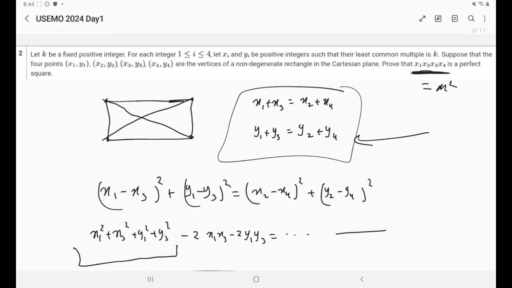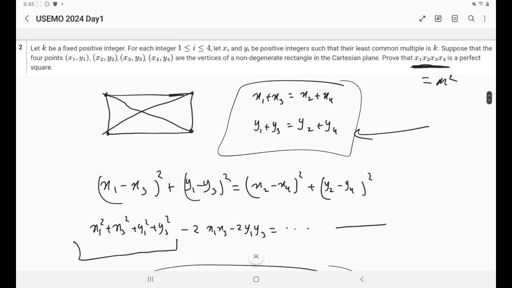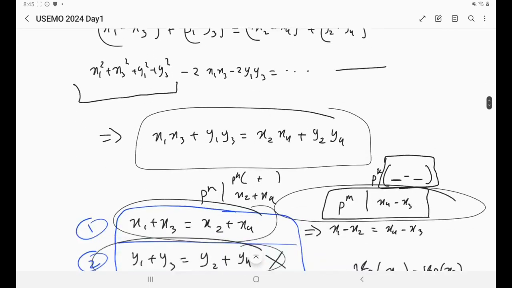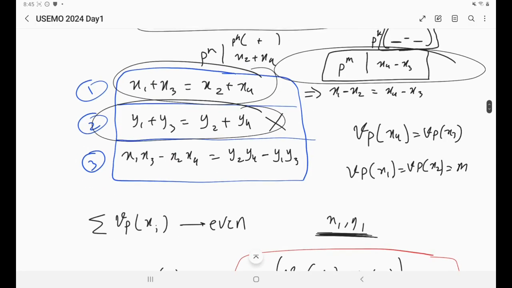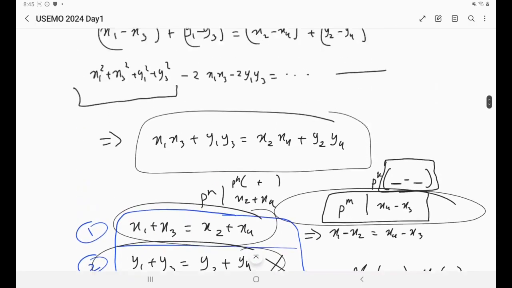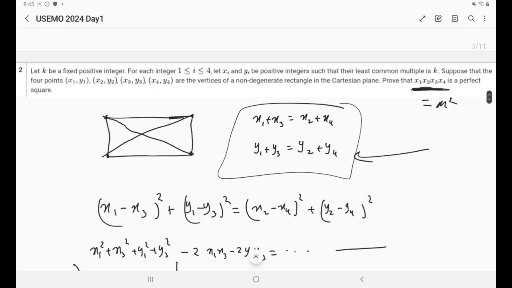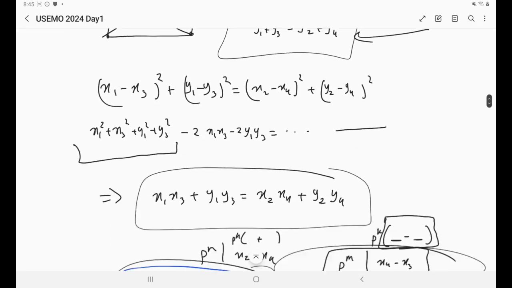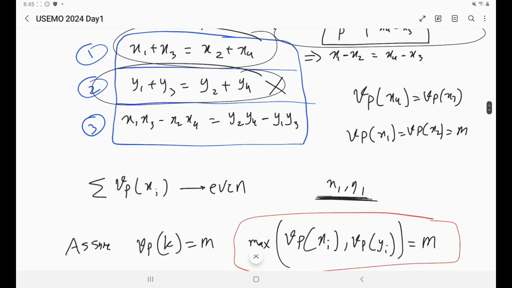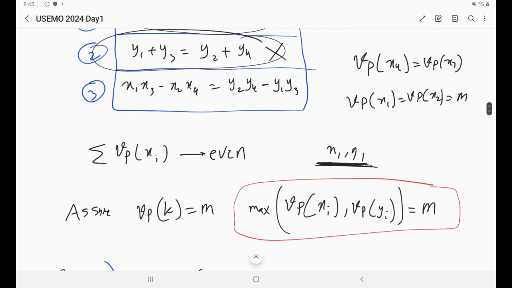As a summary, this question was really a nice one. What we did here was, first of all, translate the rectangle condition into 3 equations. And then, in order to show this thing, the product, is a perfect square, we just took some prime p, and we tried to find the VP of each of these. And our goal was to show the sum is even.